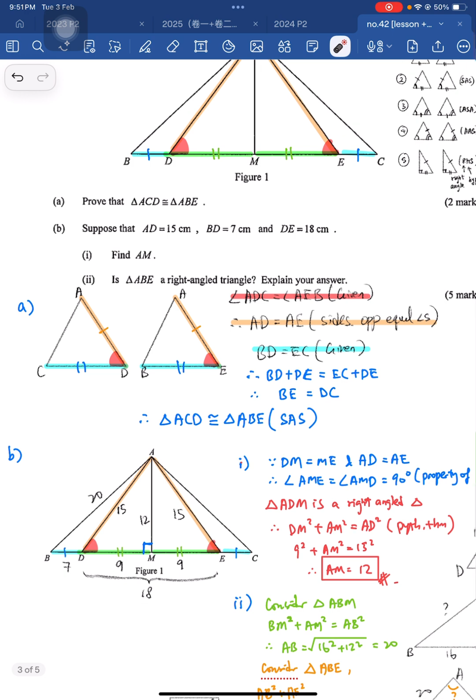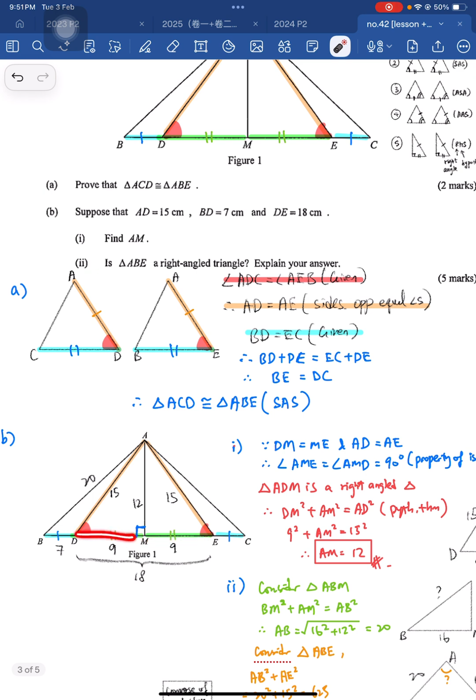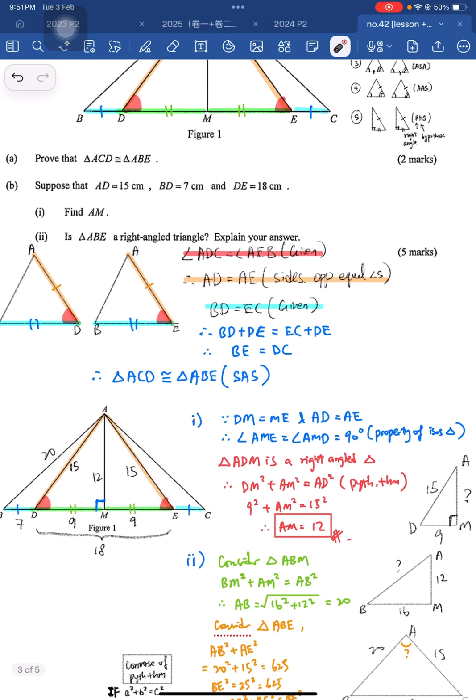Suppose that AD is equal to 15, BD is equal to 7, and DE is equal to 18. So the whole thing here is 18, which means these 2 small parts are 9 each, because they told you that DM is equal to ME. So now we have DM equal to ME, and this is an isosceles triangle. We can use a property of the isosceles triangle to show that AM is perpendicular to DE, which means that angle AME and angle AMD are equal to 90 degrees. So this is a right-angled triangle.